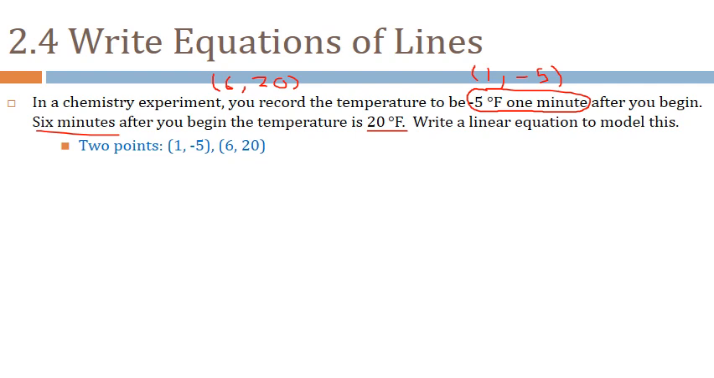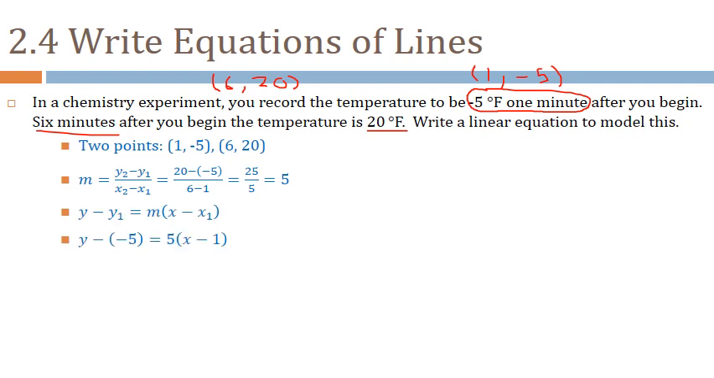We need to find the slope to write our equation. So use the slope formula. Then use the slope in one of the points in point-slope form. So there's point-slope form. Plug in our slope in one of the points. Distribute, solve for y, and there is our function.